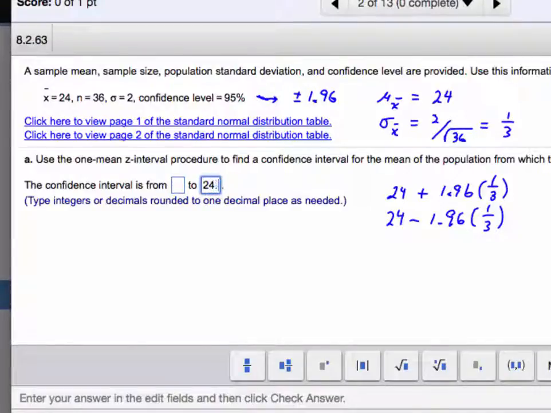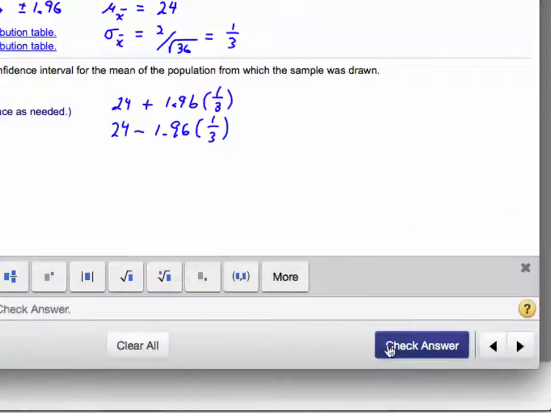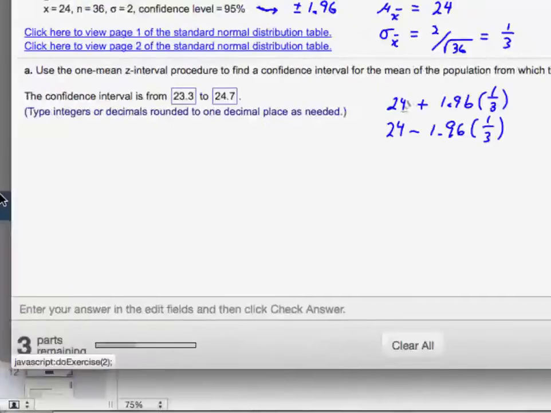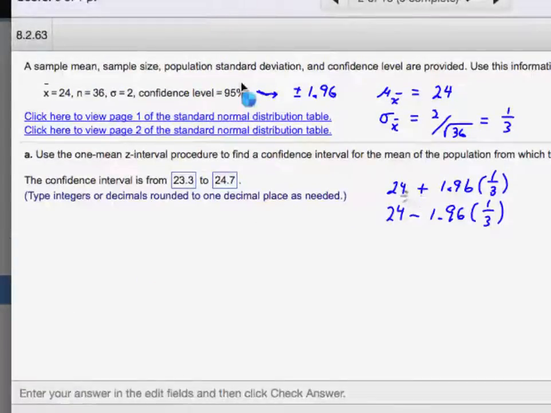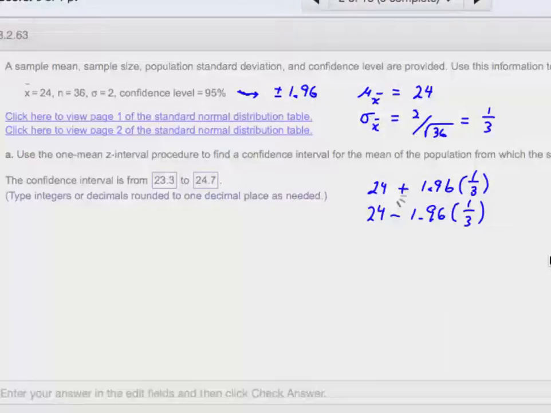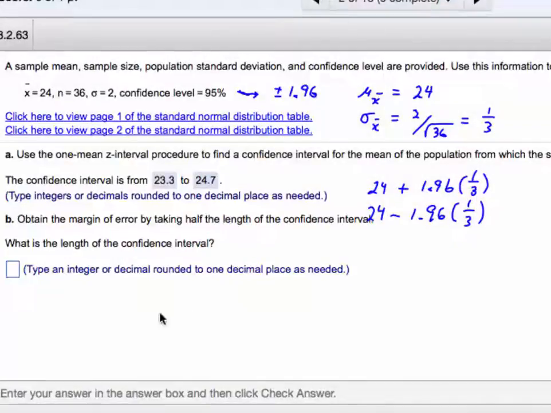24.65. 24.7, okay. And 23.3. Does someone else get that? Someone else got that. Great, okay. And so then we'll go over here. Check. Good job.